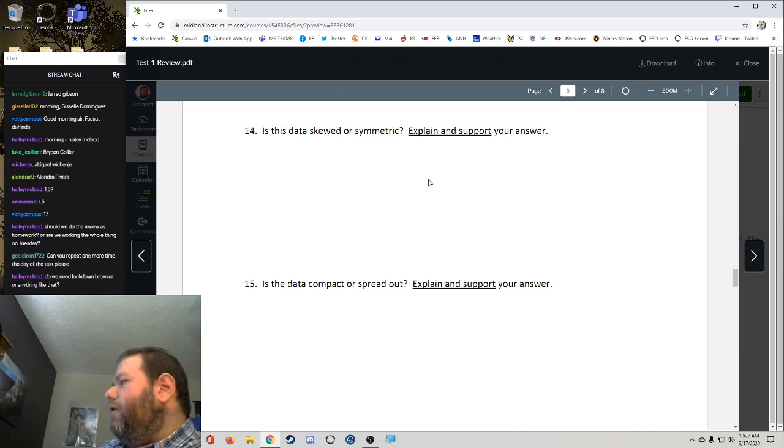So we might say it's skewed, or we might say it's symmetric because the median and the mean are approximately equal. We might say it's spread out because the range divided by 4 is less than the standard deviation. Whatever it tells us, that's our justification. But we want to make sure we do include that justification.